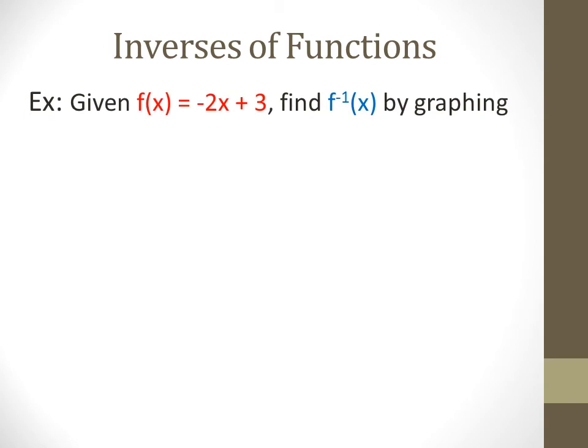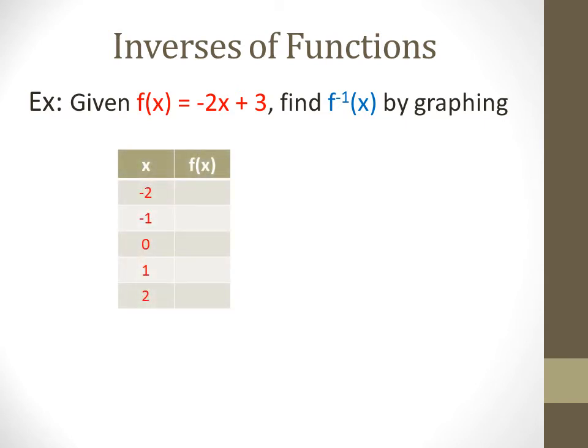Now, let's find the inverse function. In this case, we're going to find it by graphing, and we're going to notice some unique properties about inverses and their original functions. Here we're given f of x equals negative 2x plus 3, and I ask you to find the inverse by graphing. Let's first set up a table to see these ordered pairs.